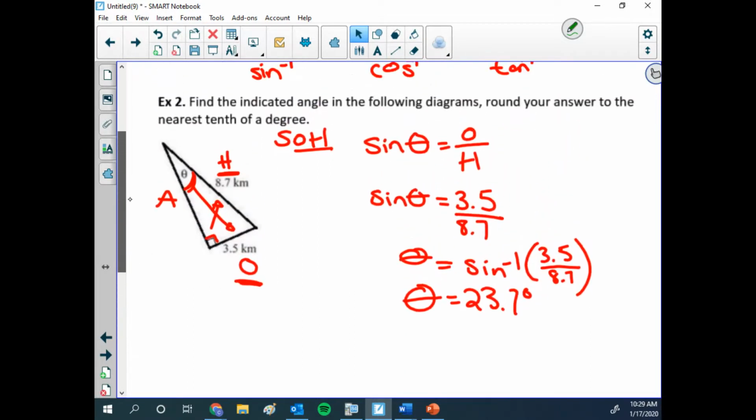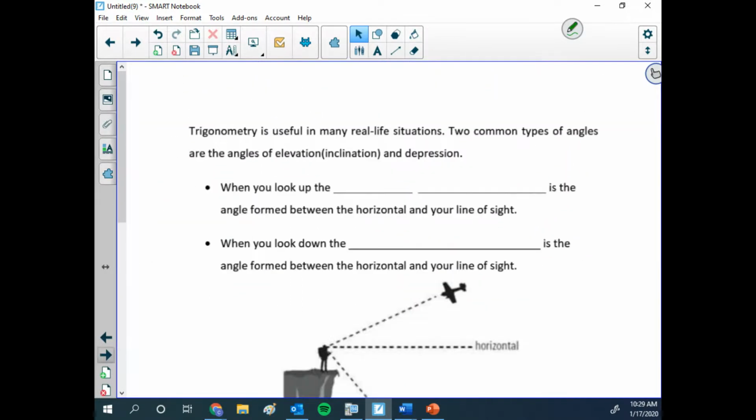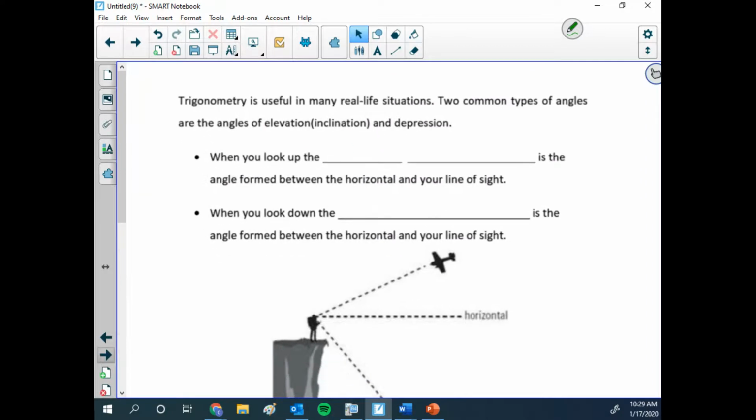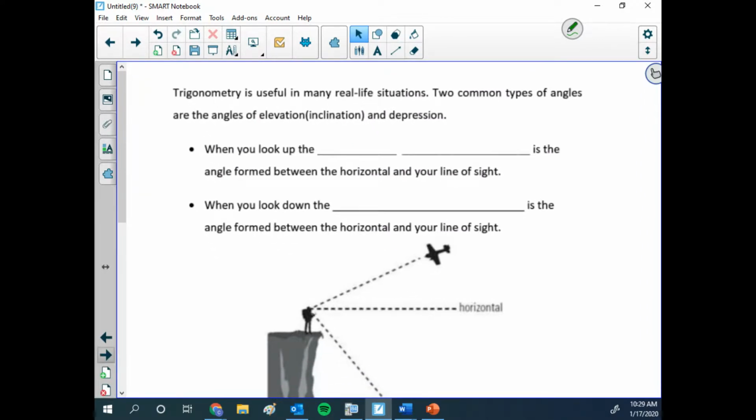Any questions for that? Okay. Just 2 or 3 more things. So the word problem. Trig is used in a lot of real life, and we talked about some common applications of it. So what are the angles of elevation or angles of depression? Sometimes you look at word problems and they'll give you this information. I call it the angle of elevation, but some people also call it the angle of inclination.